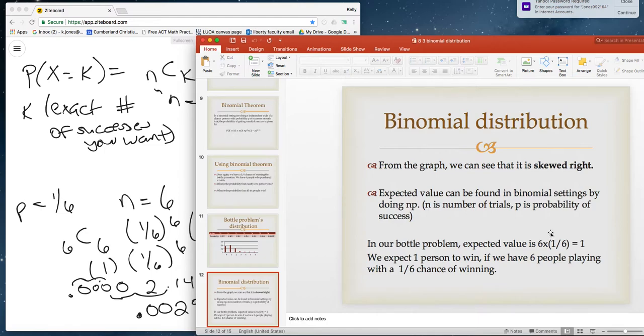Expected value can also be found from binomial settings. So when we did expected value from a regular histogram or the regular frequency tables, we just multiplied the amount up top by the probability of each happening, and then we added them all together. That can take a while. On binomial, the expected value is super, super easy. You just do n times p, okay?